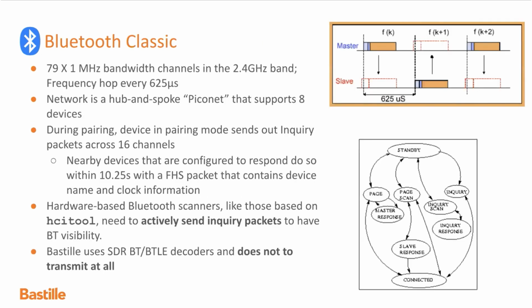Just a couple high-level things about Bluetooth Classic and the lower layers of the stack. 79 1 megahertz channels. The users are hopping channels every 625 microseconds. The network's organized as piconets that support up to 8 devices. And there's this inquiry scanning procedure that hops through 16 channels and can take up to 10 and a quarter seconds.